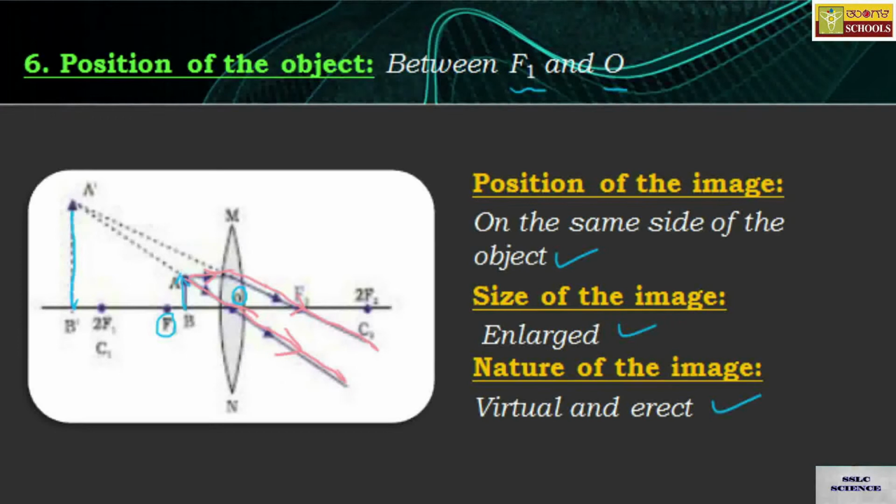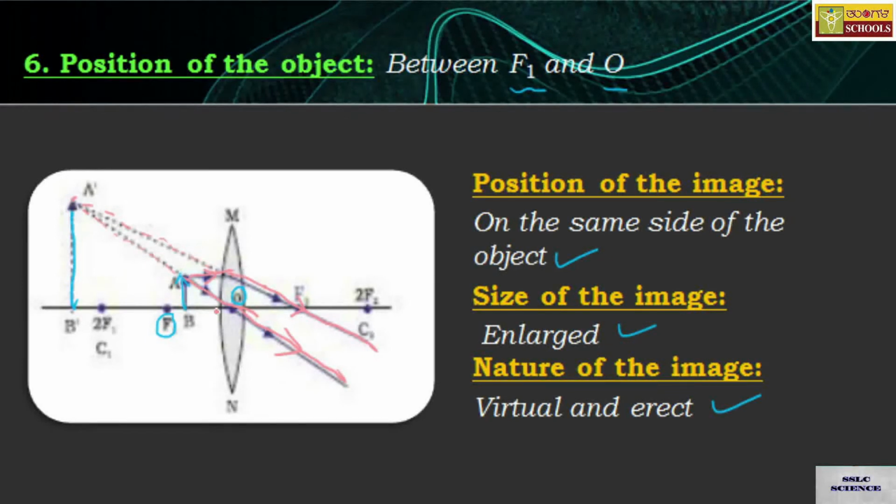What is the next step? You just drag this point back, so the F2 line is drawn back like this. Similarly, the ray which is passing through O, if you drag this back, it will meet at one point, so that is intersecting at this point. This is virtual, remember, this is virtual. So you will get the image A dash and B dash here. So dear children, take care that the image is on the same side of the object.